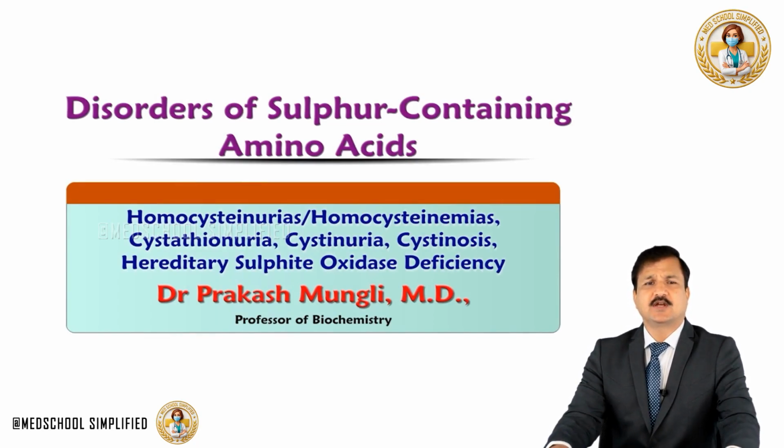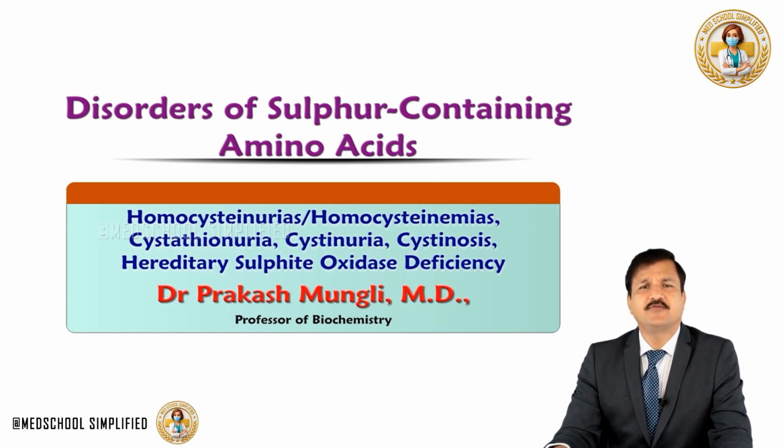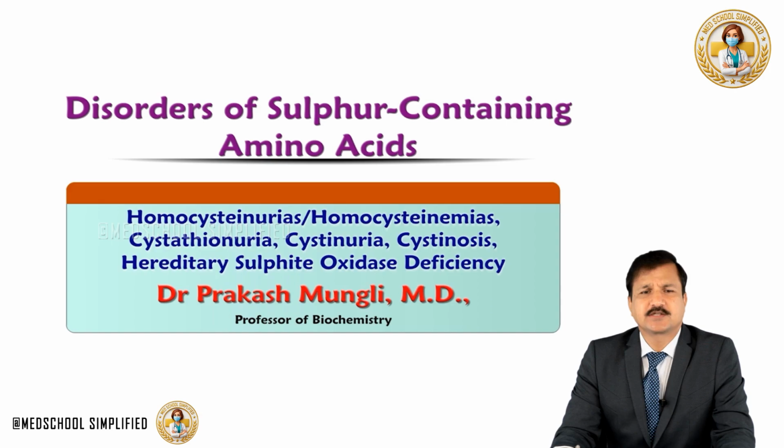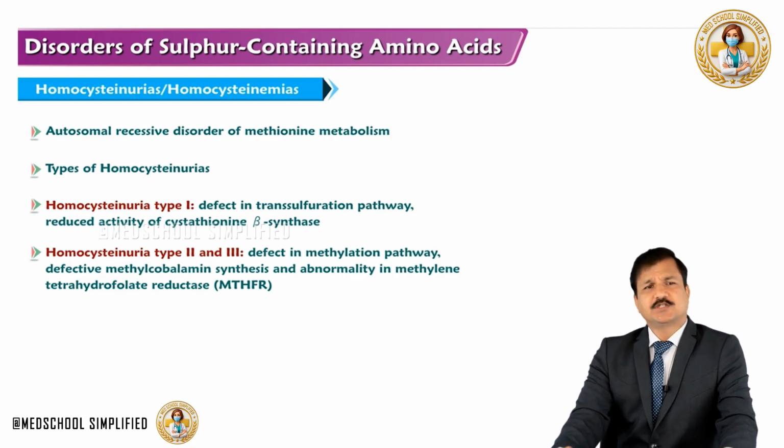So in this lecture, I will be going over disorders of sulfur-containing amino acids. The diseases that I am going to cover in this lecture are Homocystinuria or Homocystinemia, Cystathioninuria, Cystinuria, cystinosis, and hereditary sulfite oxidase deficiency. Let's get into the details of these diseases.